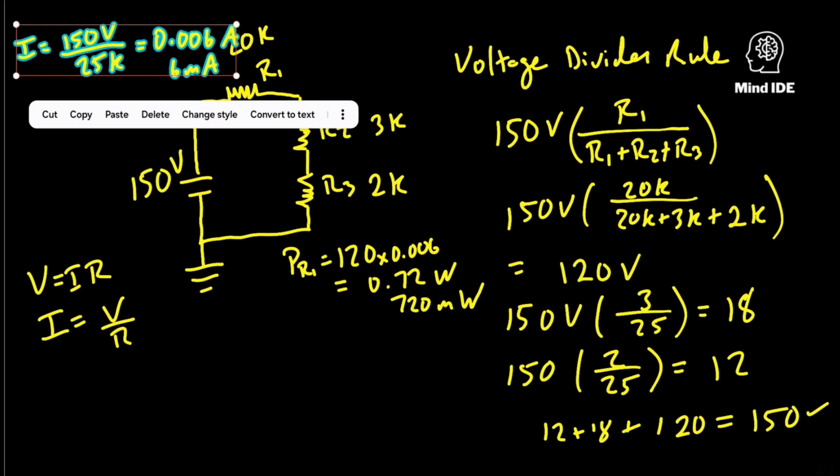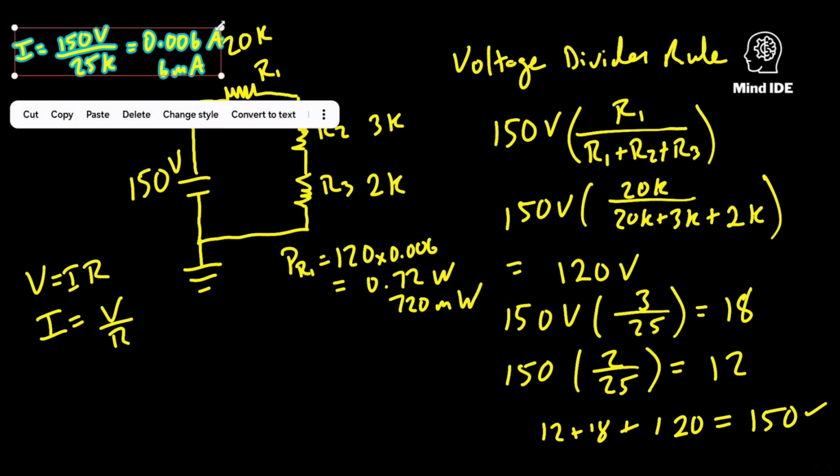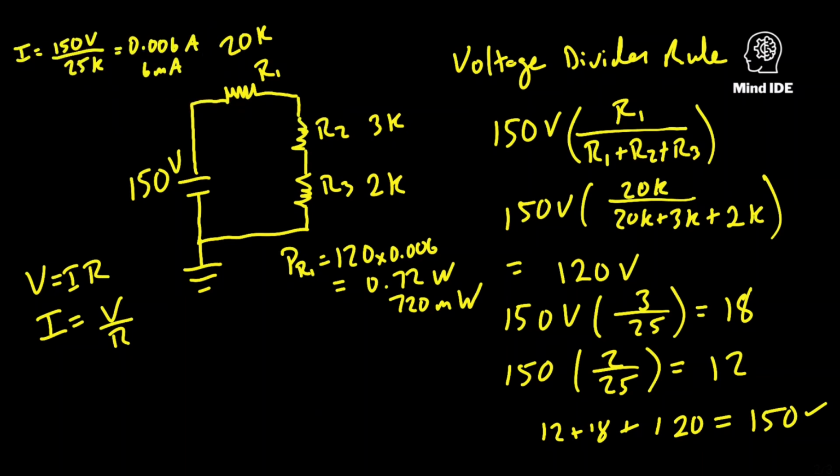Why do I keep doing that? Let's throw this up here. We've got PR2, which is 18 volts times 0.006. 18 times 0.006, which is 0.108 watts, or 108 milliwatts, sorry, if you prefer that.